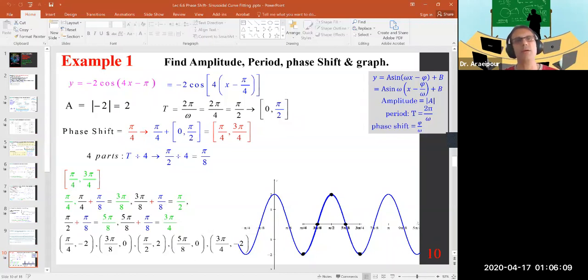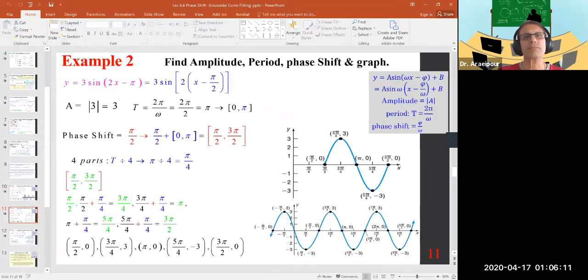We did the same thing in this example, okay? T ends up being pi, so normally we should go from 0 to pi. However, because of the phase shift pi over 2, we move it to the right and we add pi over 2 to both ends. There's a new interval that has to be cut into 4 equal intervals. We find 5 points, we have the graph.